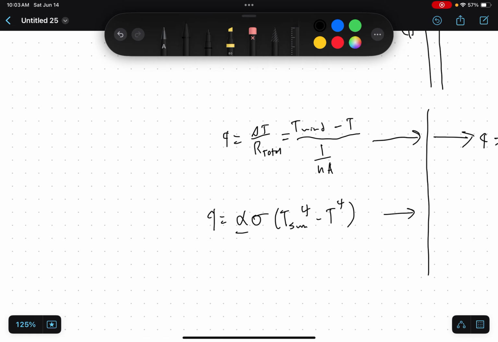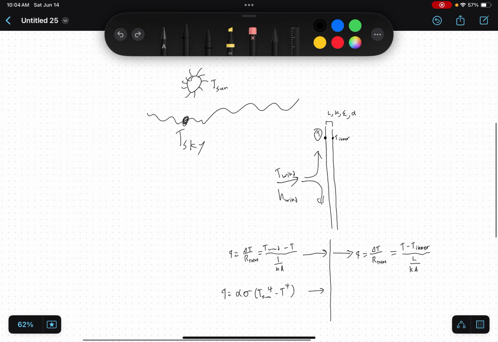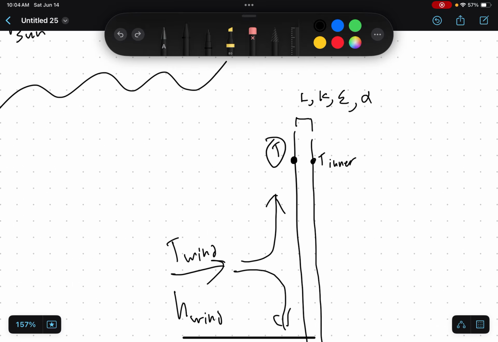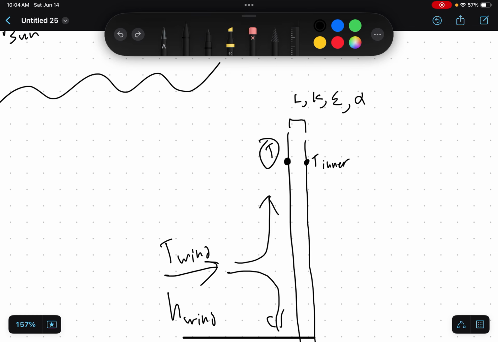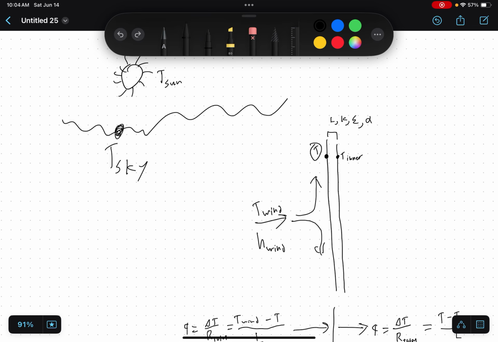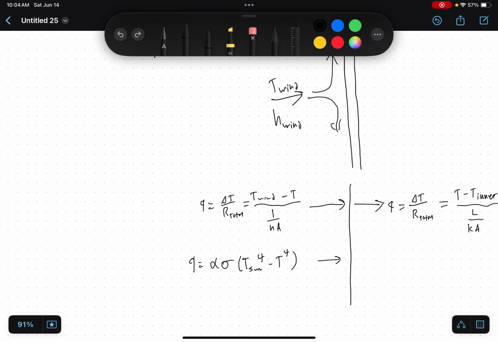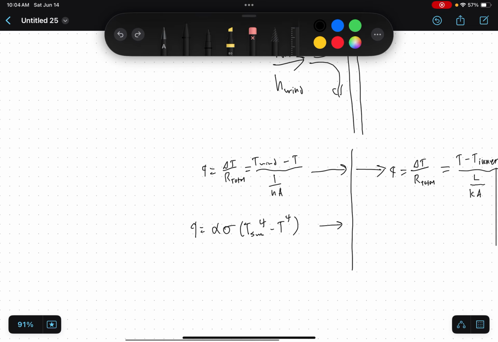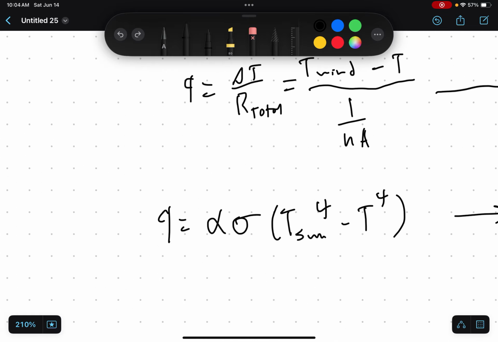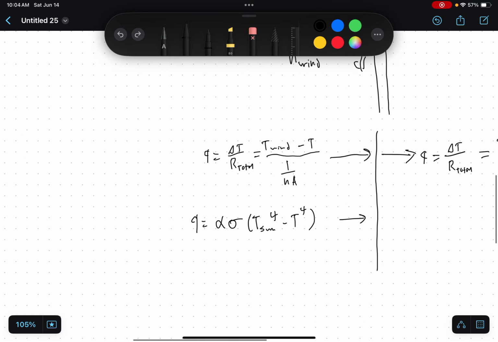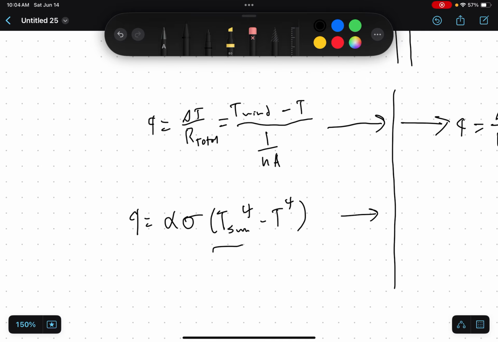This alpha is how well the window absorbs heat. I wrote it up here because we'll assume that we know what that number is. You know how if you wear a black shirt outside, you'll feel hotter than if you wear a white shirt? That's because black shirts are better at absorbing heat than white shirts. White shirts reflect a lot of the heat. So alpha is how well the window surface absorbs heat. This is T sun and this is T window.